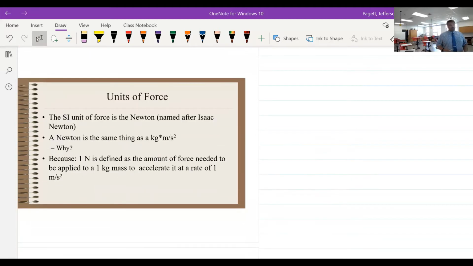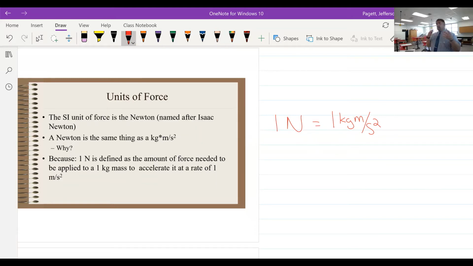Now, the units of force are called newtons, named after Isaac Newton. We'll discuss later on why. But a newton is the exact same thing as a kilogram times meters divided by seconds squared. And that's because of how we define it. 1 newton of force, by our definition, will cause a 1 kilogram mass to accelerate at 1 meter per second squared. So obviously then a 2 newton force causes a 1 kilogram mass to accelerate at 2 meters per second squared. But that's going to be our definition.